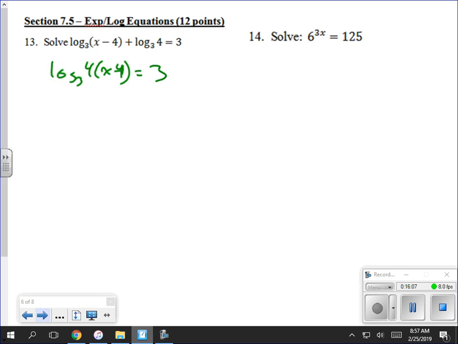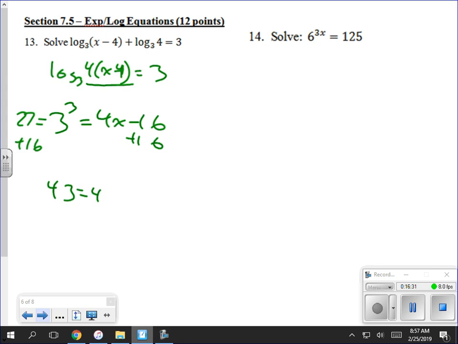Rewrite it as an exponential. 3 cubed, and then distribute here, 4x minus 16. And 3 cubed is 27. So I add 16 to both sides. 43 is equal to 4x. Divide by 4. X equals 43 over 4. Ooh, we got a fraction. Deal with it.